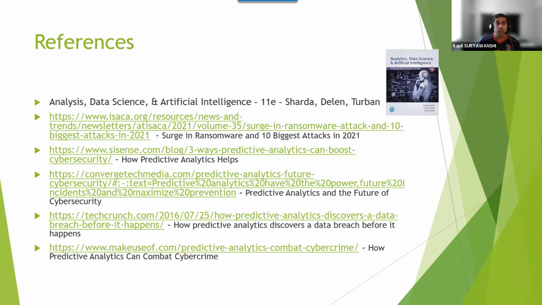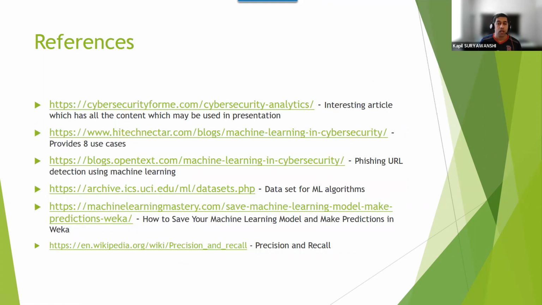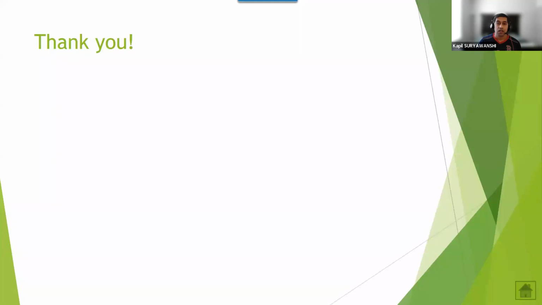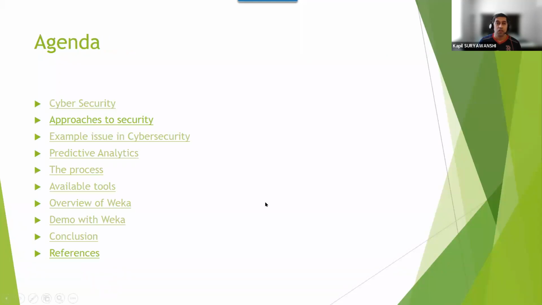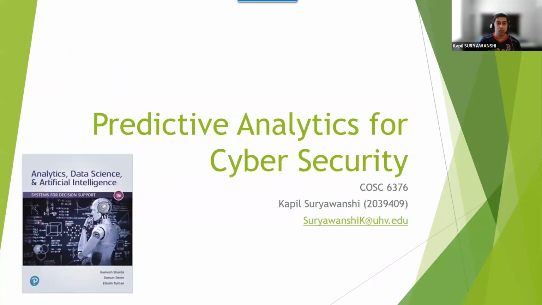And here are my references. The primary reference of this entire presentation is the textbook, Analytics, Data Science, and Artificial Intelligence by Sharda, Delen, and Turban. There are very good references I found, and different aspects of them are noted in the reference sections here as well. Okay, and that concludes our entire talk on the presentation, which was required for predictive analytics for cybersecurity. Thank you.